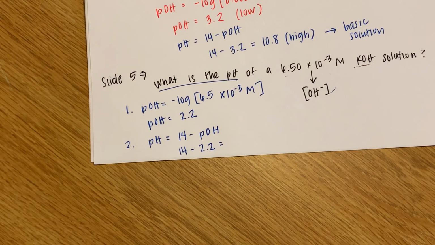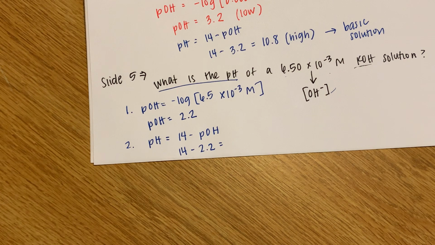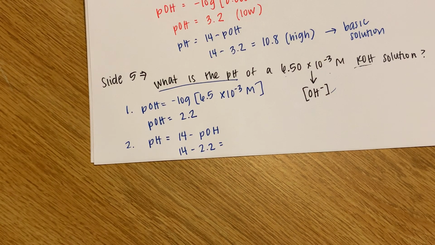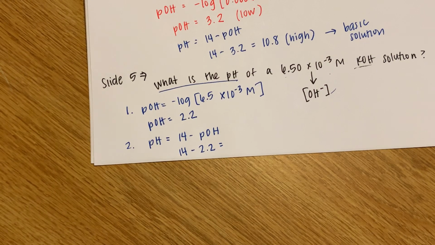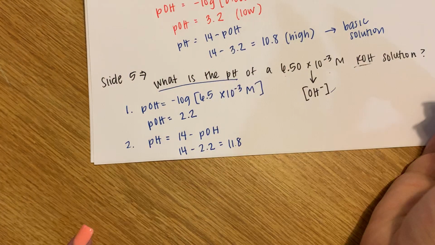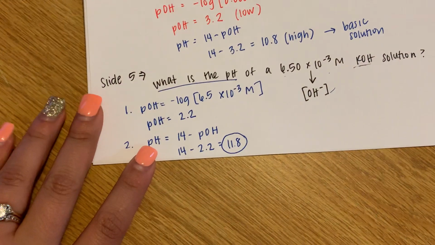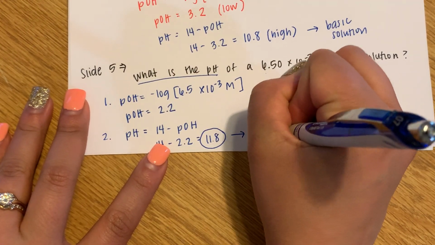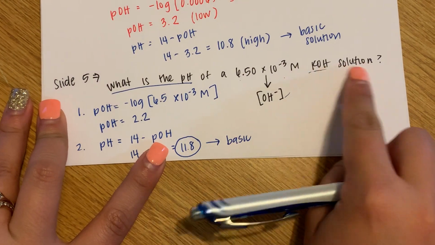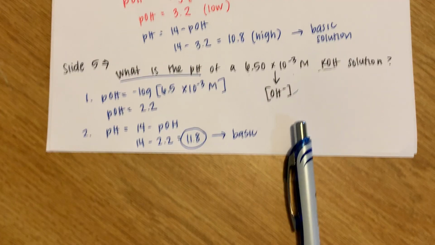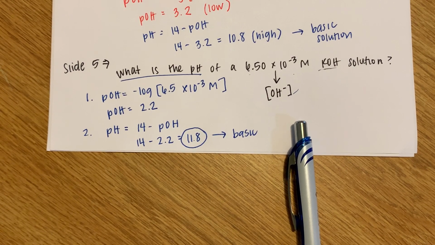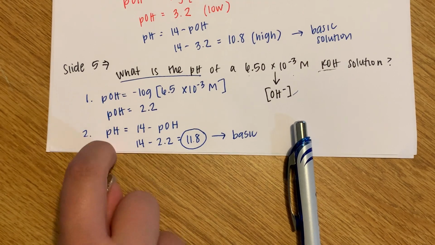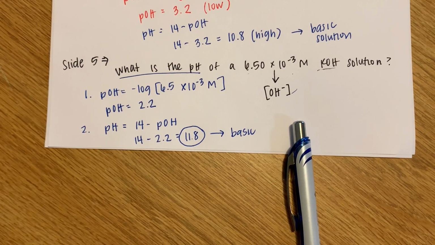And when I do that, 14 minus 2.2, I can't talk today. 11.8. So then this is what answers the question. It's a high pH. So if it's a high pH, acidic or basic? Basic, which makes sense because this is a basic solution, right? So just keep that in mind. And I gave you hints like if it's a basic or acidic solution. It's kind of like a two-step problem, but it's an easy two-step problem, right?